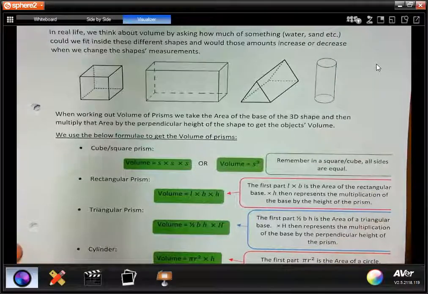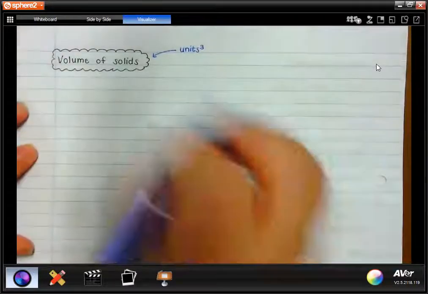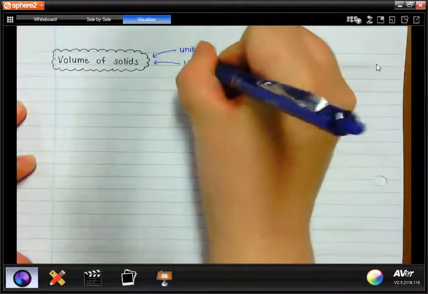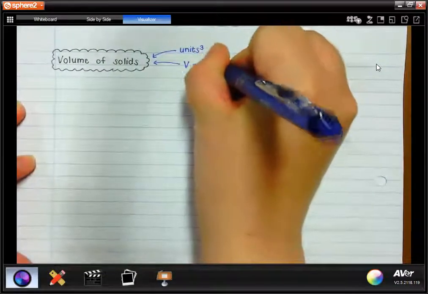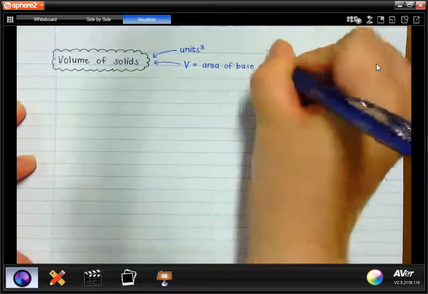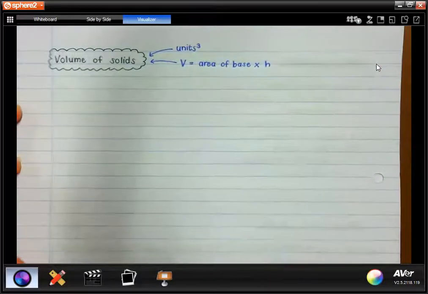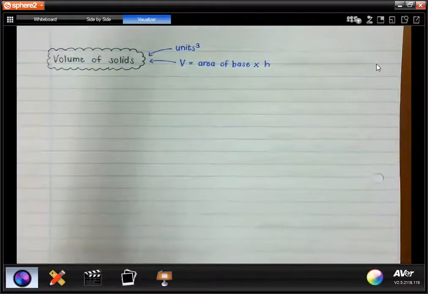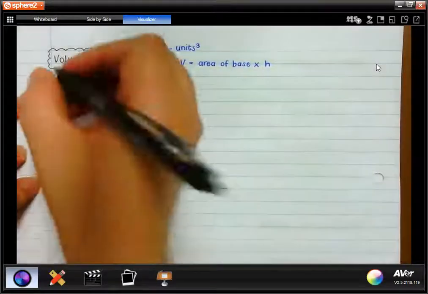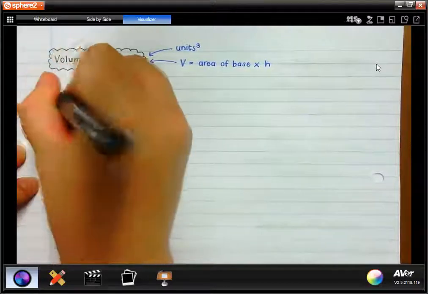Now guys, volume is actually very easy, much easier than total surface area, because volume is always the area of the base, whatever shape the base is, multiplied by the height of that shape. The area of the base of the shape multiplied by the height. So we're going to just summarize the four shapes that we've done. The first one is the cube.